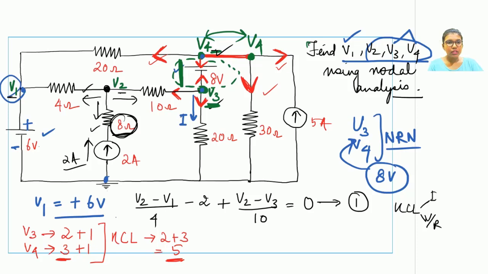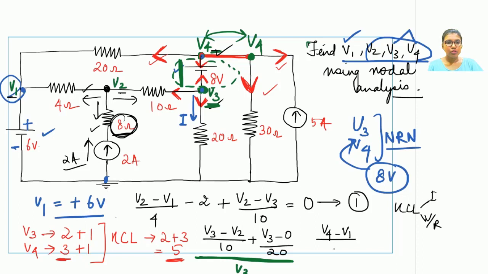Let us begin with V3. For the branch connecting V3 and V2, the KCL can be written as V3 minus V2 upon 10, plus the downward branch connecting V3 to the ground potential, V3 minus 0 upon 20. So these are the KCL terms for branch V3. Let us write down the KCLs for branch V4, starting with this 20 ohm resistor branch: V4 minus V1 upon 20.